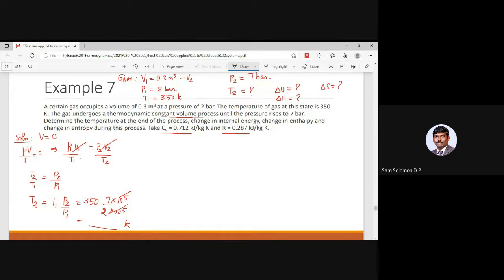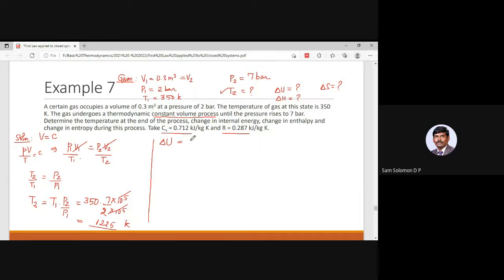Okay, good. So it is 350 into 7 divided by 2. That gives you 1225 Kelvin, right? So I have answered the first question, which is the temperature at the end of the process. What is the second question? The change in internal energy. So change in internal energy is m Cv times T2 minus T1.